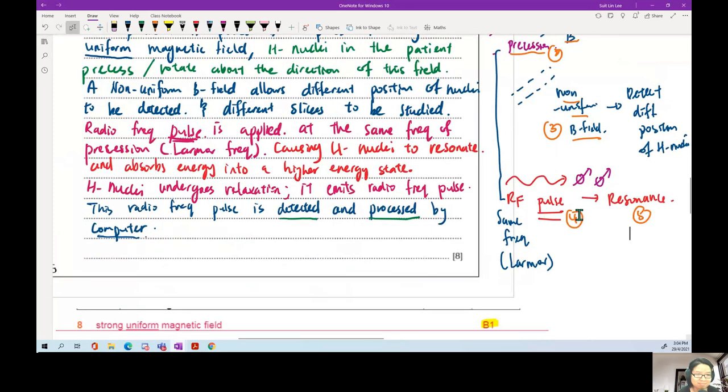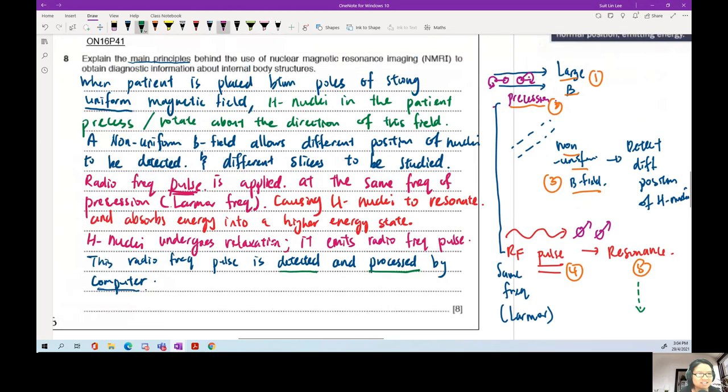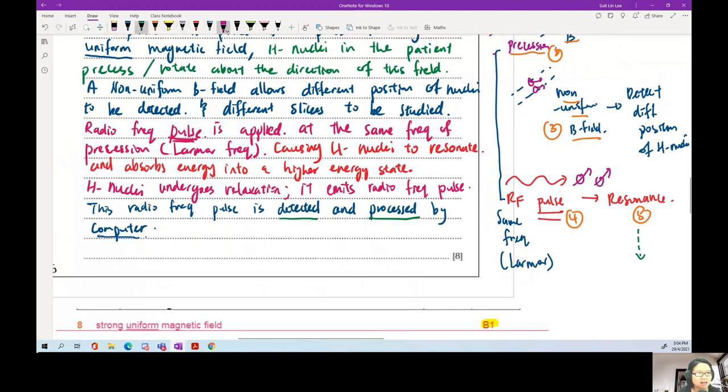But you can't stay high forever. So this resonance will then relax. Our main character is our hydrogen nuclei. From the first point to the fifth point, we are talking about the hydrogen nuclei. After that, the hydrogen nuclei will go into relaxation. And in relaxation, it will emit back the radio frequency pulse. So the RF pulse will come out again. First it's absorbed, now it is released. This is detected and processed by the computer.